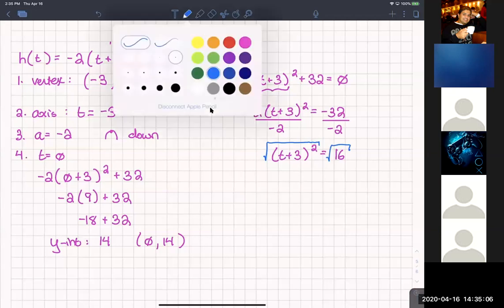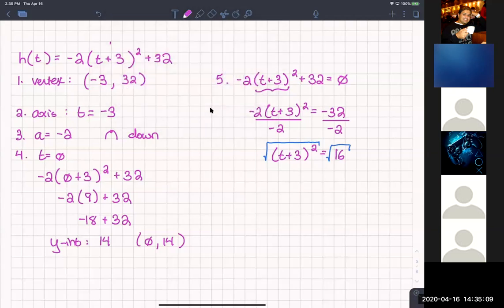So the square root of t plus 3 squared cancels out, which leaves me with t plus 3 equals the square root of 16, which is plus or minus 4. Then we subtract 3 from both sides and get -3 plus or minus 4. So my answers are -3 minus 4 and -3 plus 4. So it crosses the x-axis at -7 and 1.